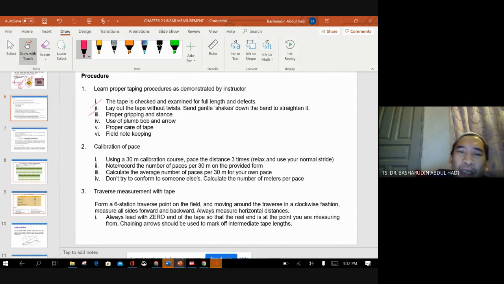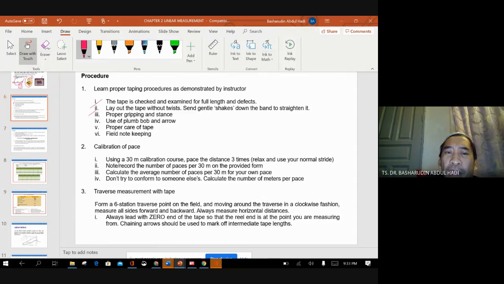Okay, and you must do field note keeping. The students normally measure, keep the numbers in their minds, then go back. So when we ask, what is the distance from station A to station B? Sir, 1.2 meter. And then the friend said, no, it's not, it's 1.02 meter. Because you did not properly jot down your field note keeping.